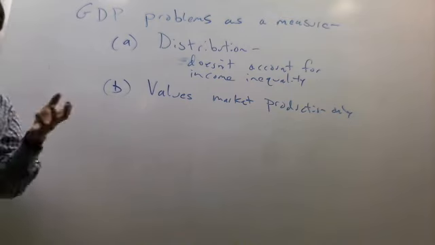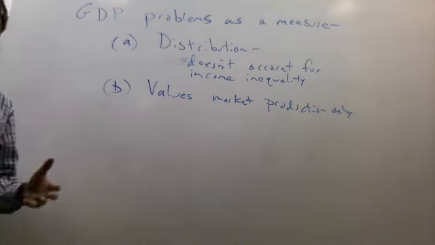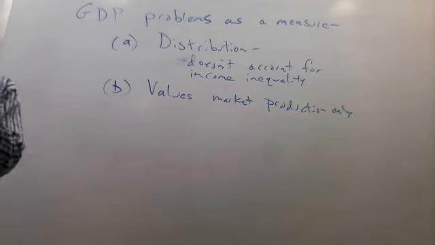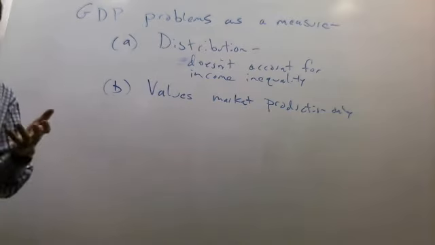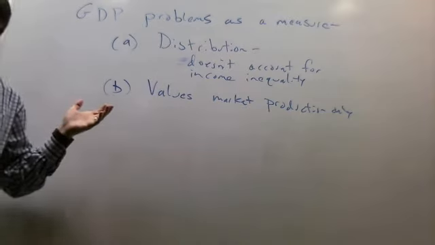If you have a garden at home, and like I just planted a bunch of green beans the other day, and if I grow those green beans and I eat them myself, that's not going to be counted in GDP. But those same green beans, if I bought them at the store, that would be counted in GDP, right?